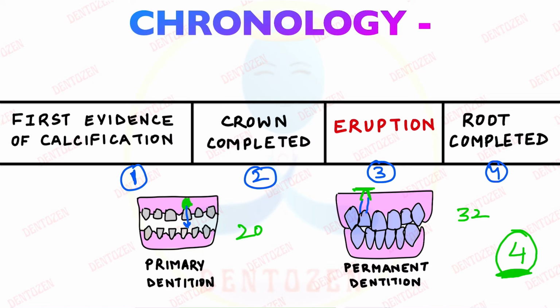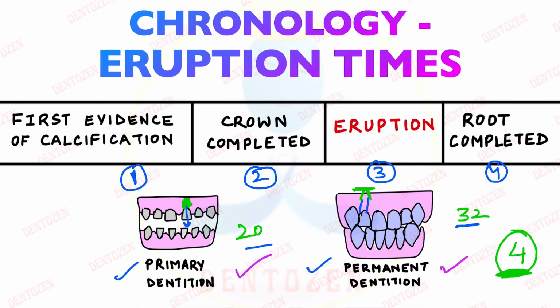Now it is very difficult to discuss all these timings for all these 52 teeth in one video. So today we are just going to discuss the most important, that is eruption timing, that is eruption ages, for all the primary as well as permanent teeth, and then the remaining we will discuss in separate videos for both primary as well as permanent teeth. So let's start with the chronology, eruption times or eruption ages.